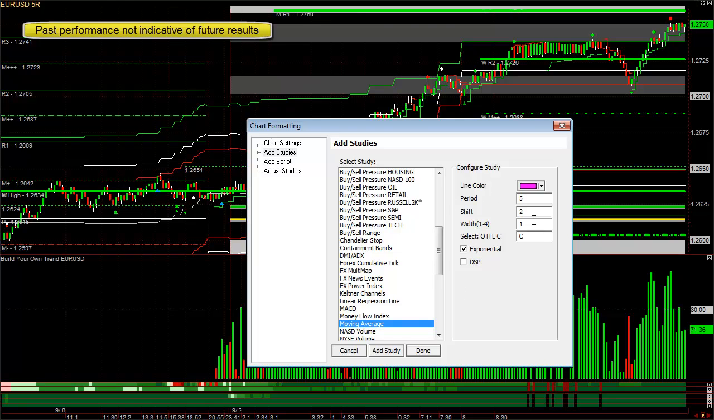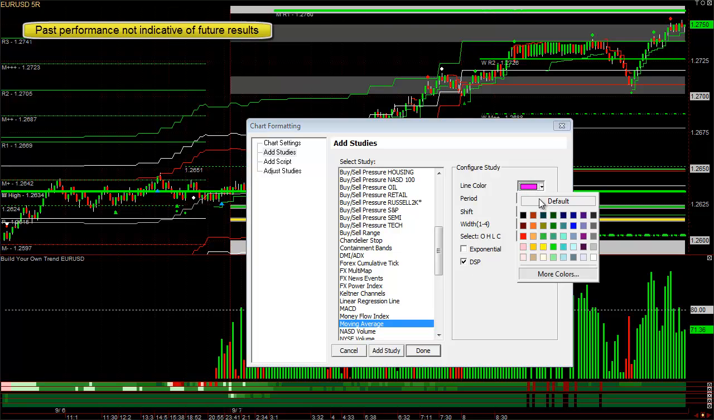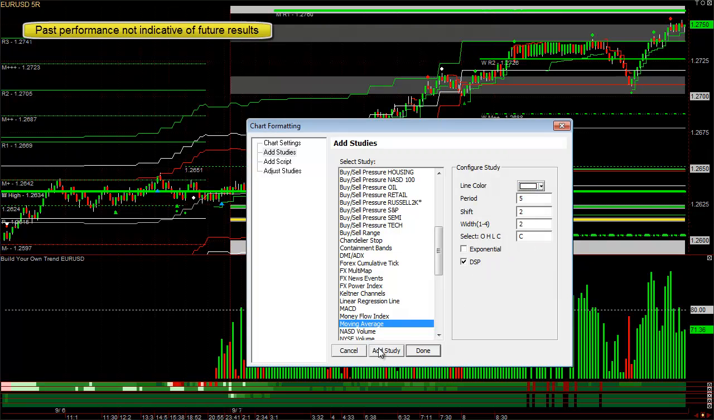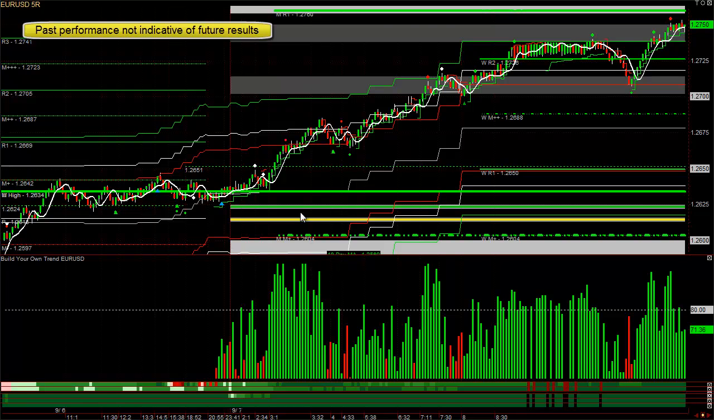5-period digital signal processing based moving average. Click DSP. Shifted 2 bars to the right, and it pretty much matches our intelligent trailing stop for both the entry and exit. And oftentimes it's actually even faster. It would have been into this trade here versus here, and it can be used as an entry and exit.